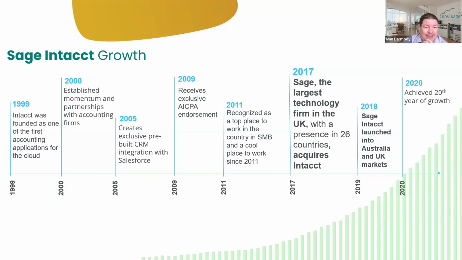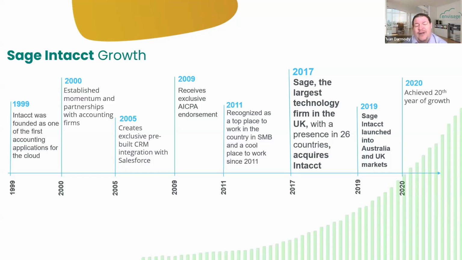Even as far back as 2005, so almost 20 years ago, they developed a native integration with the likes of Salesforce. So again, integrations, open APIs, very important to them. They saw the benefit of being able to work with other companies, and that has carried through to today.